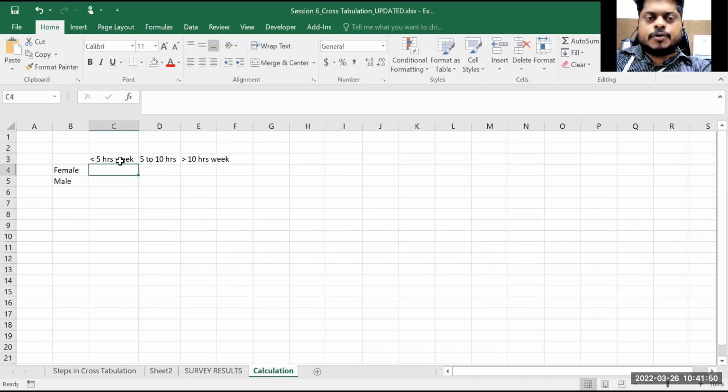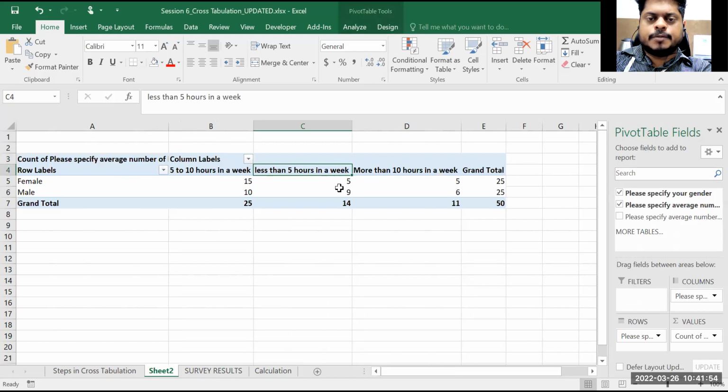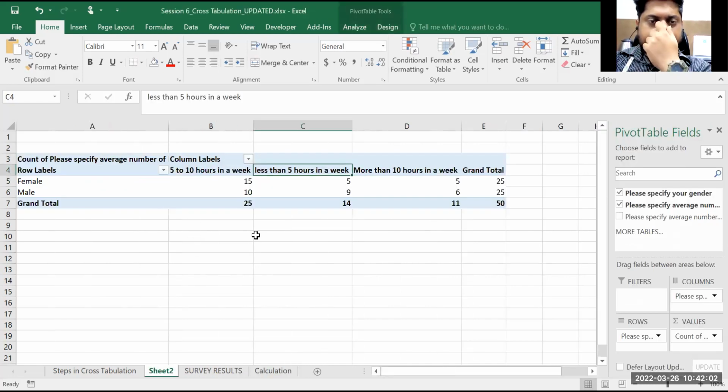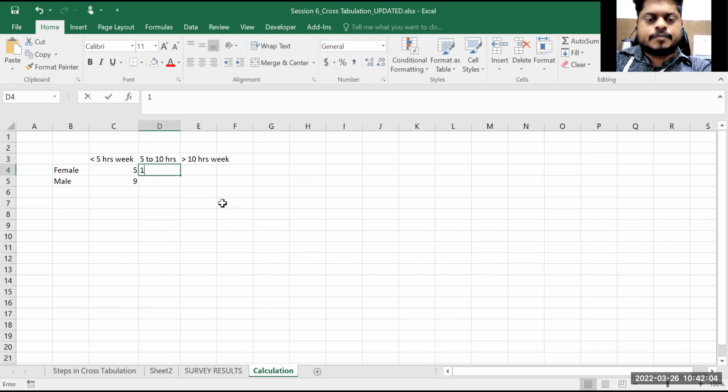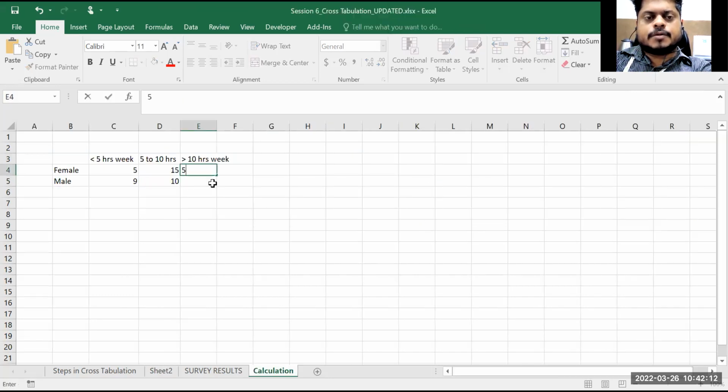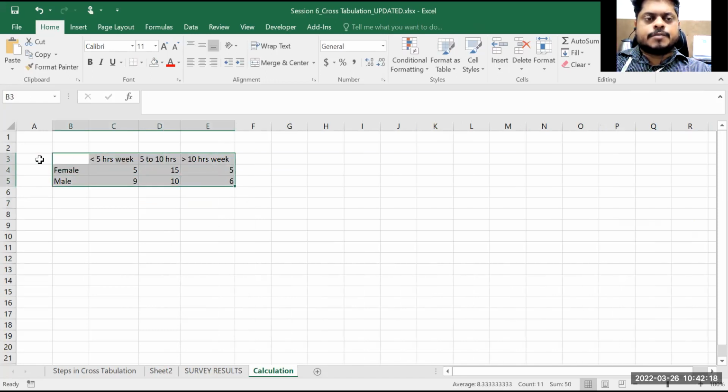So how many female students are watching less than 5 hours in a week? I'll go here: 5 and 9, male students 9. For 5 to 10 hours, 15 and 10. More than 10 hours, 5 and 6. So this is nothing but my final cross tabulation. So this is my step one.